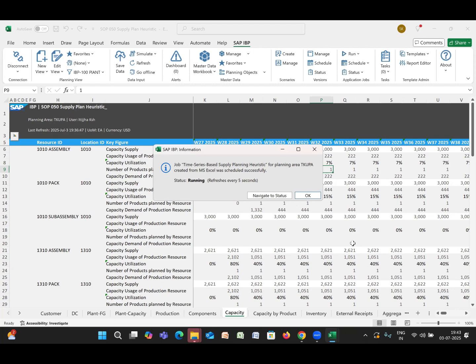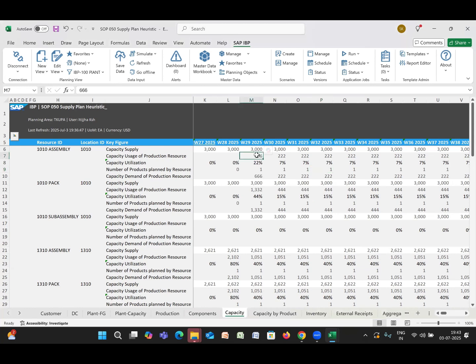What will happen? The capacity usage key figure will now get tripled for the first resource. So the 666 number will be around 1880 or 1896.